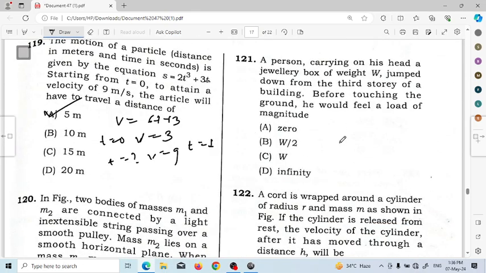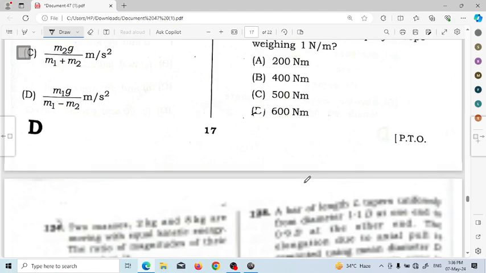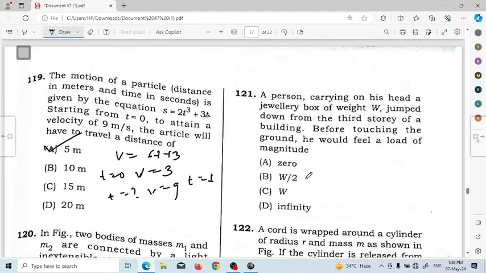Next, question number 121. A person carrying on his head a jewelry box of weight W, jumping down from the third story of the building. Before touching the ground, he would feel a load of... Before touching the ground, there will be a load acting downward, and the reaction will be R. The pseudo force acting before touching the ground will be equal to W. So W cancels, and the reaction force will be 0.